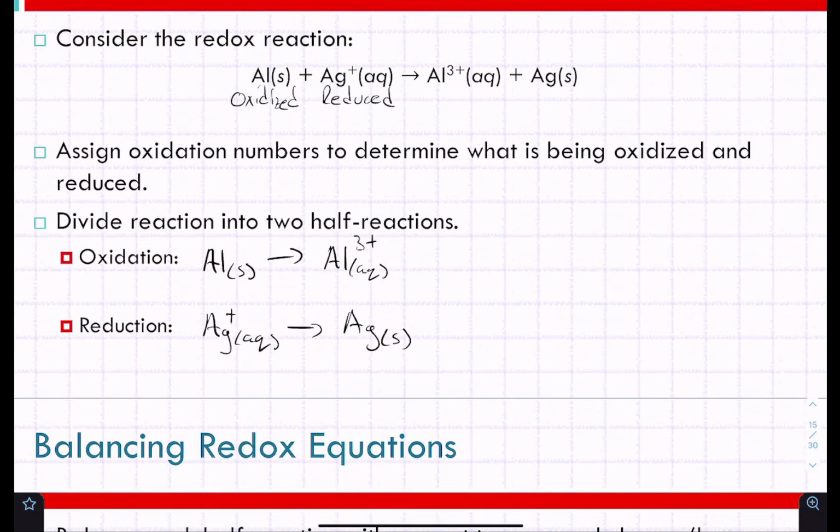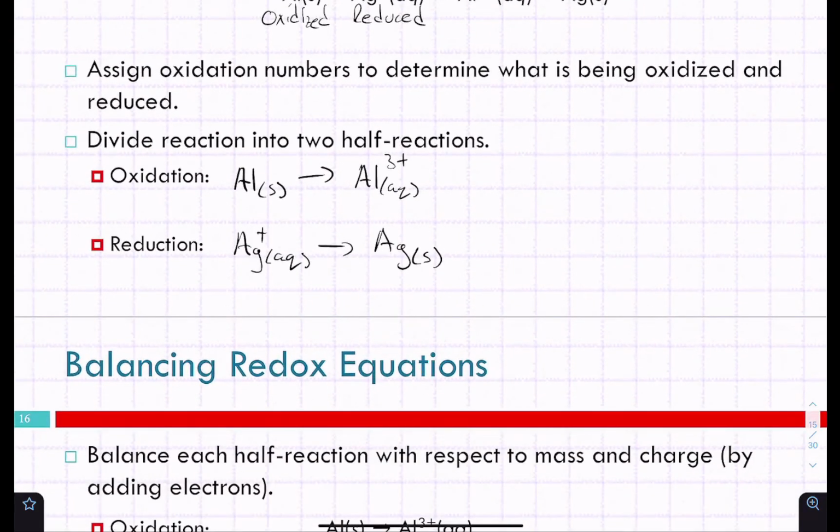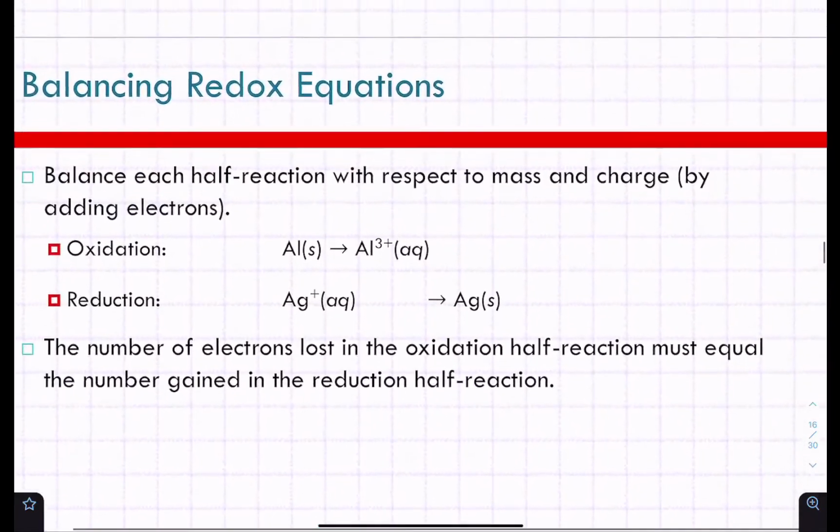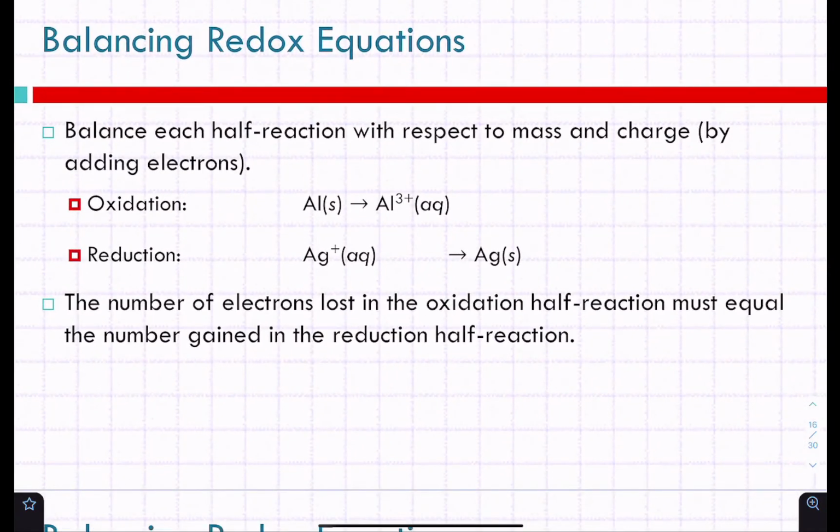Okay, so we got our aluminum to Al3+, Ag+ to Ag. So these are our half reactions. And then we want to balance each half reaction with respect to mass and charge. This is where we're going to start adding things in, and those are going to be electrons. We'll also add in other things to account for mass. But in this case, we have one aluminum atom in the reactants, one in the products, and one silver atom in the reactants and one in the products. So we don't need to balance anything with respect to mass.